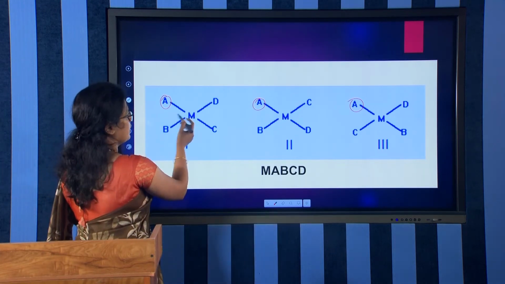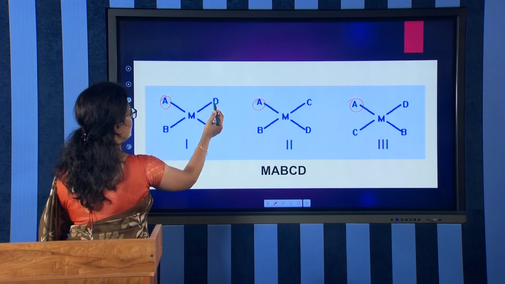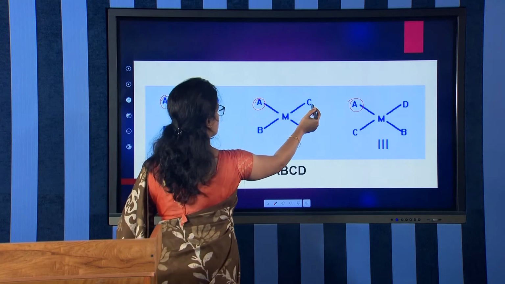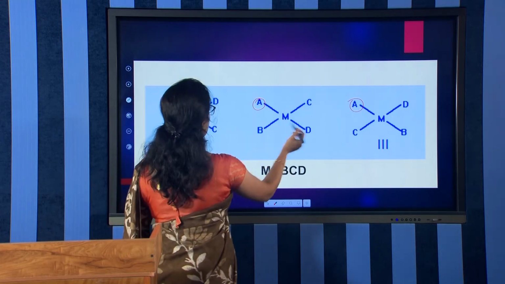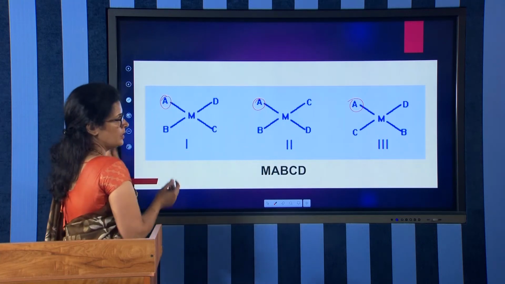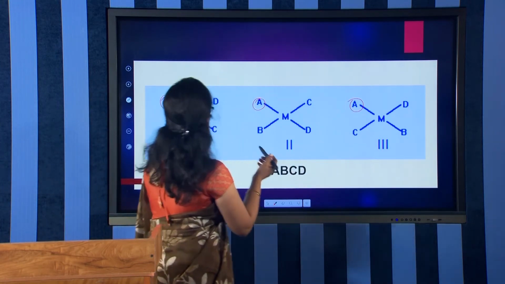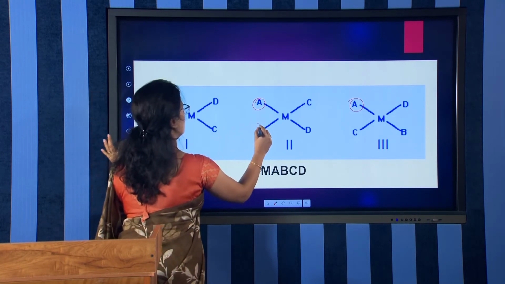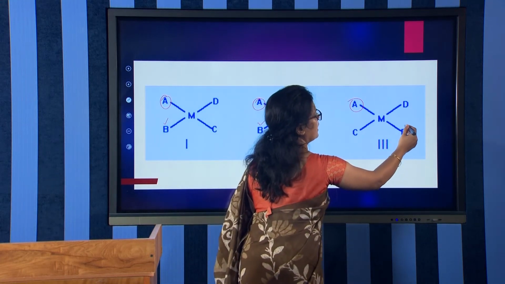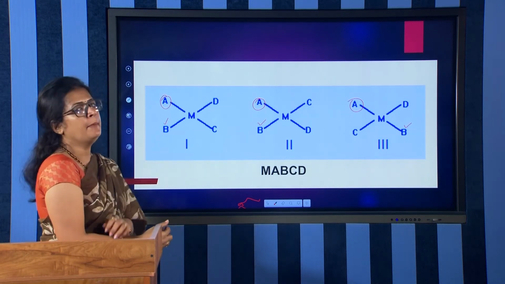See, A is fixed, D, C. In the first case, A will be cis to B and D and trans to C. In the second case, A is cis to C and B, it is trans to D. In the first case, it was cis to D, in the second case, it is trans to D. So, both are different. And in the third case, A is fixed as such and you have B. In these 2 cases, here and here you have B in the cis position, but in this third example you have B in the trans position. So, we have 3 types of orientation possible for M, A, B, C, D.